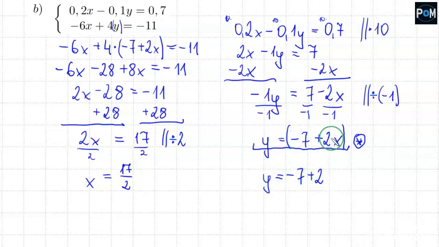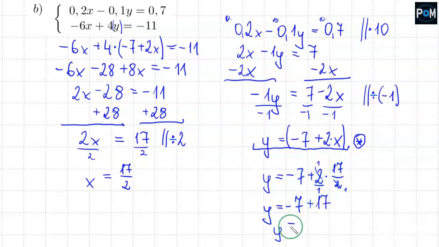And here it's multiplication, so I multiply. And instead of x, I put this fraction, 17 over 2. I rewrite the minus 7, and here I have to multiply. And this multiplication will be cool because 2 wholes are actually 2 over 1, and then the 2 and the other 2 cancel each other out. So I'm left with just 17. Therefore, y equals 10.